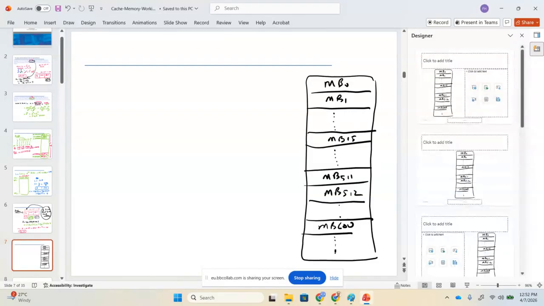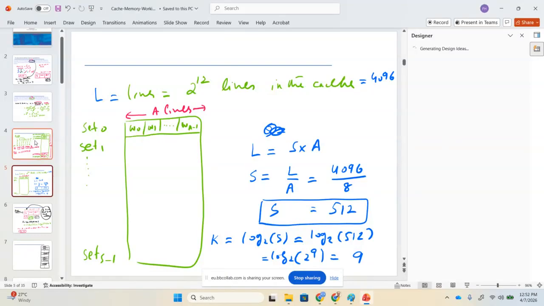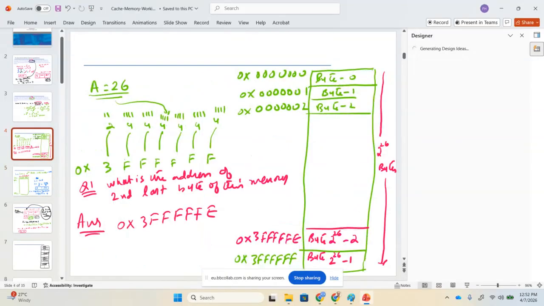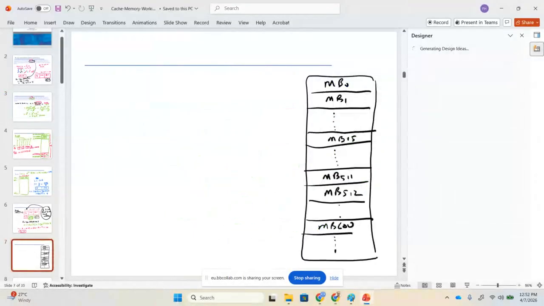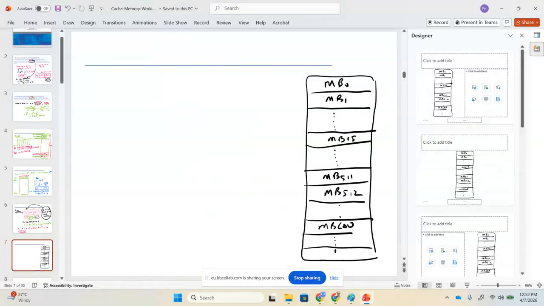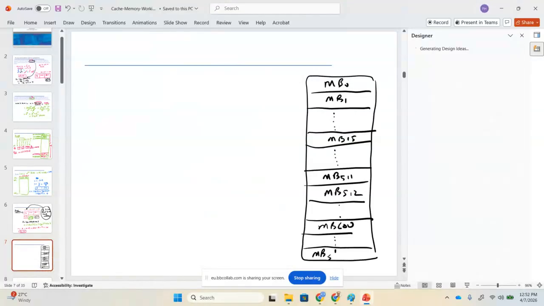How many total main memory blocks are here? We already calculated it. The number of memory blocks is 512K. So the last block will be main memory block 512K minus 1, which is 512 multiplied by 1024 minus 1. If you convert this into binary, you will get the answer.